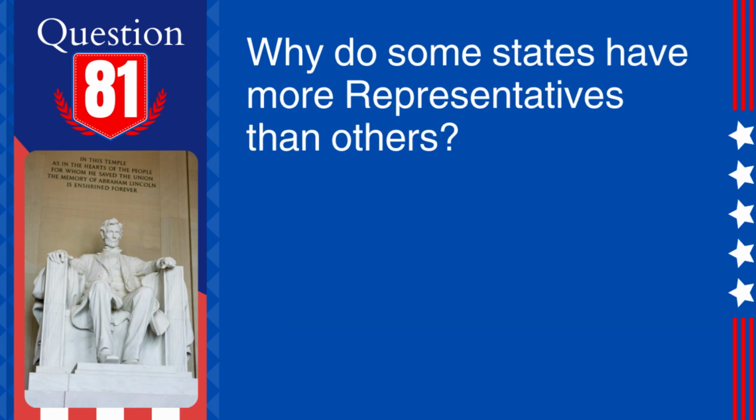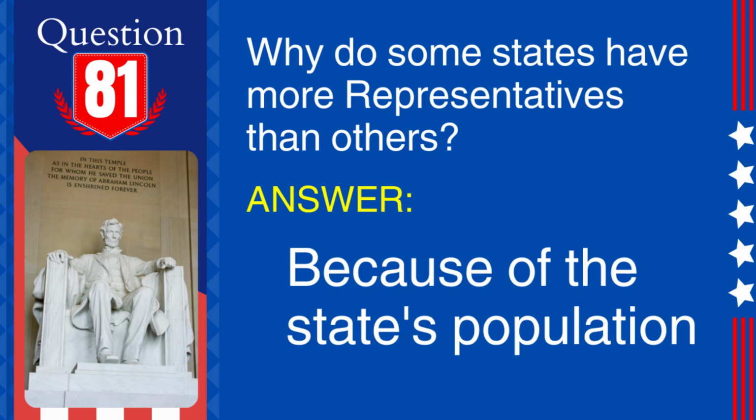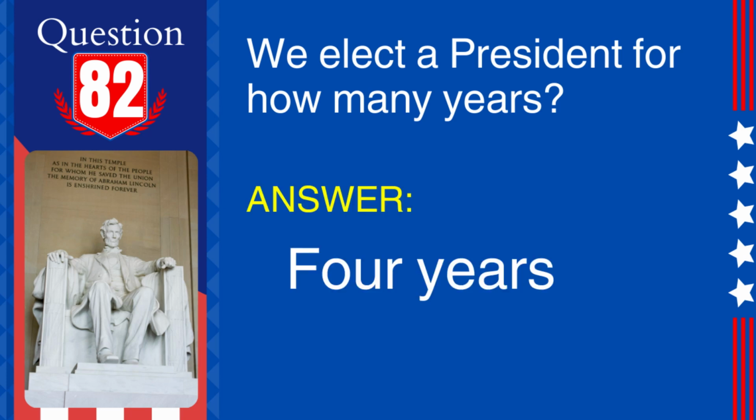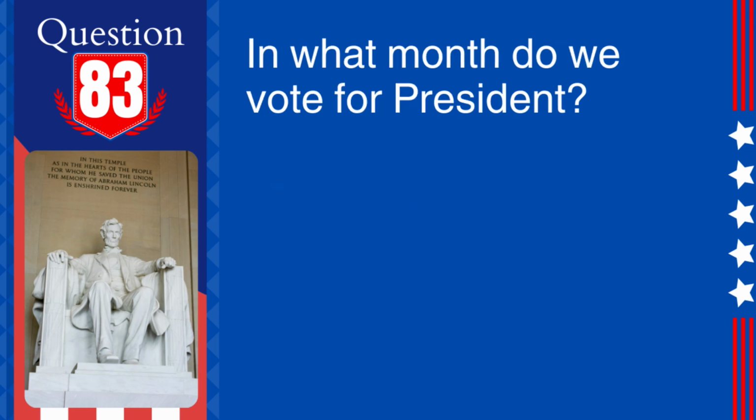81. Question. Why do some states have more representatives than others? Answer. Because of the state's population. Explanation. The number of representatives in the House is based on each state's population. States with larger populations have more representatives. 82. Question. We elect a president for how many years? Answer. 4 years. Explanation. The President of the United States is elected to a 4-year term and can be re-elected for 1 additional term.